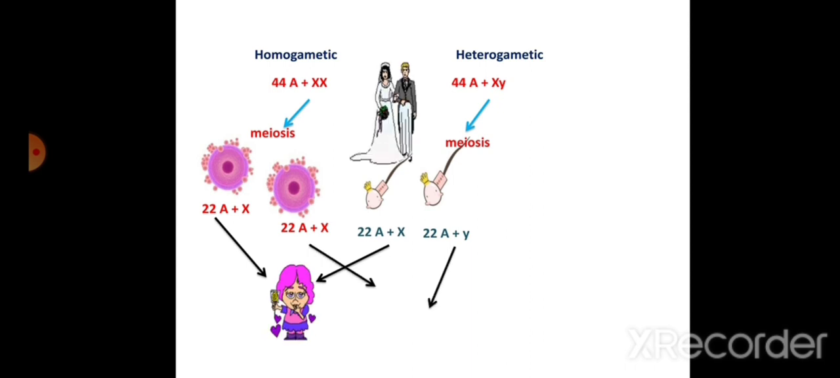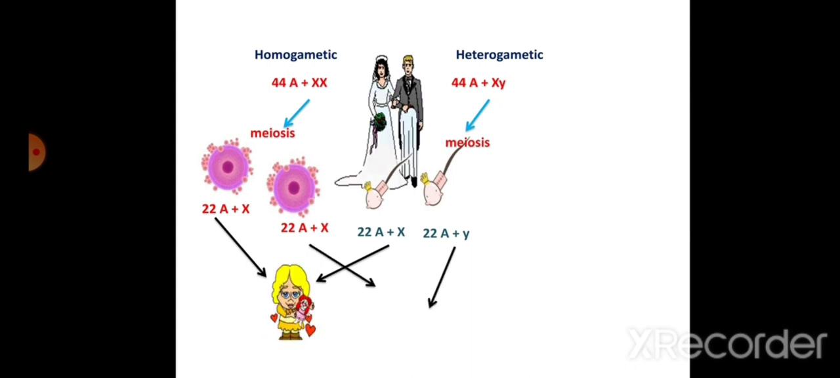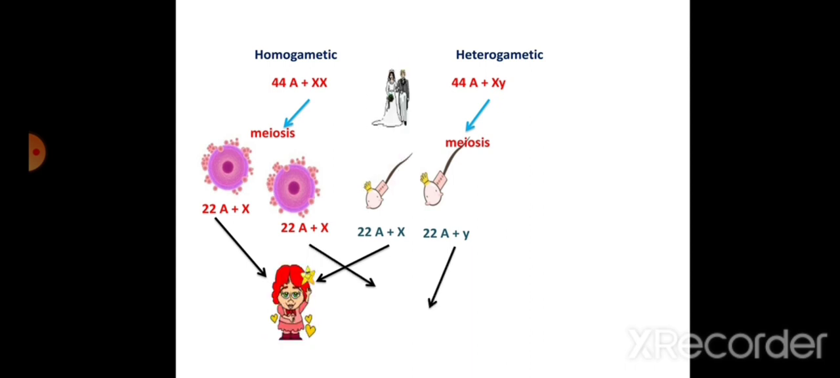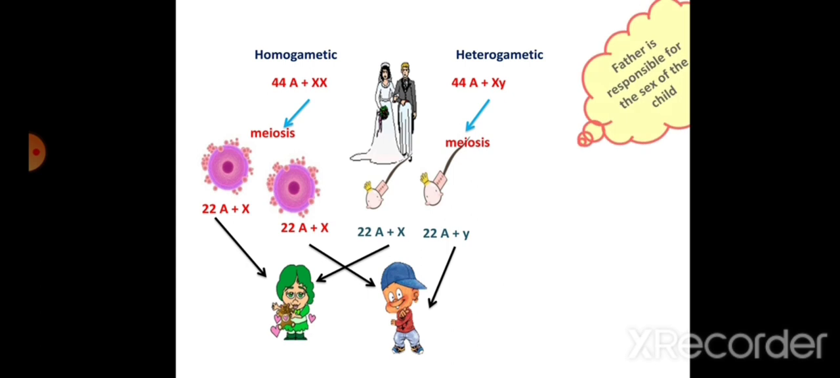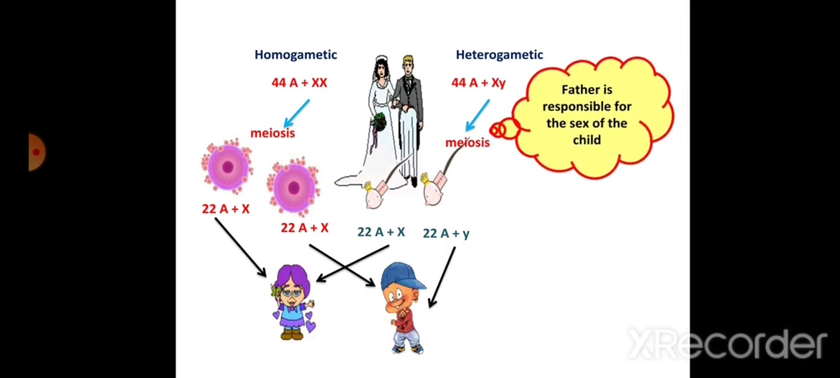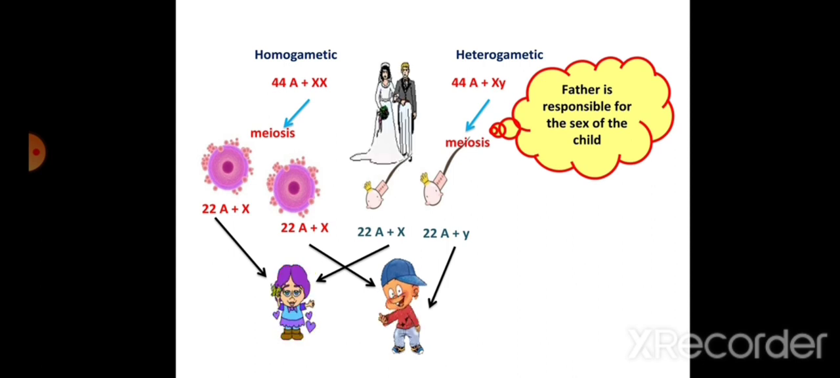If the egg of the female, 22 autosomes plus X, gets fertilized by the X sperm, then a female baby is produced. And if the sperm with 22 autosomes plus Y chromosome fertilizes the egg, then there will be the birth of a male baby. So this clearly shows that the father is responsible for the sex of the child. It is not the mother who is responsible for the sex of the child, as she is homogametic.